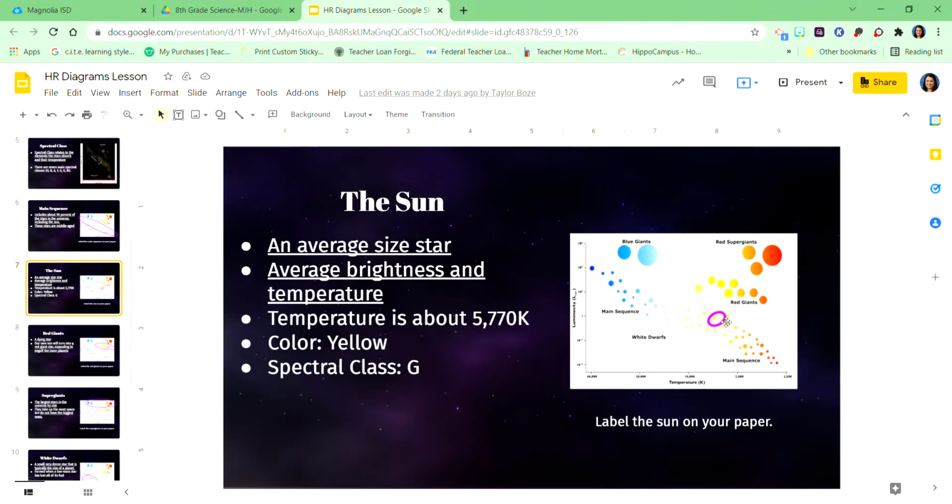Now our sun, as I said, is in this area. It is an average sized star with average brightness and average temperature. And average kind of just means middle. So that's why it's in the middle of the luminosity and close to the middle of temperature. The temperature is about 5,770 Kelvin. It's in the color yellow and spectral class G. G's are your yellow ones, and those go up and down.